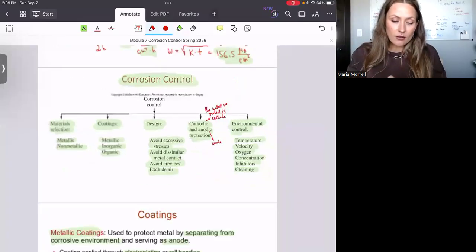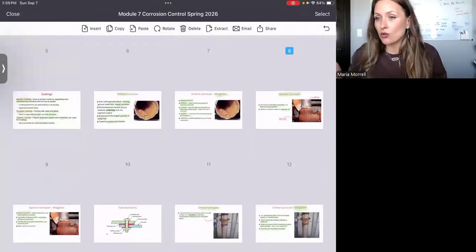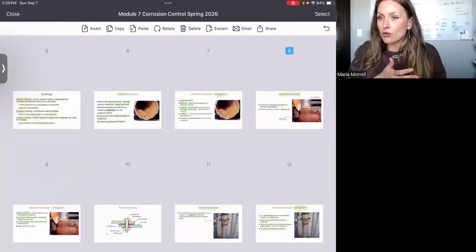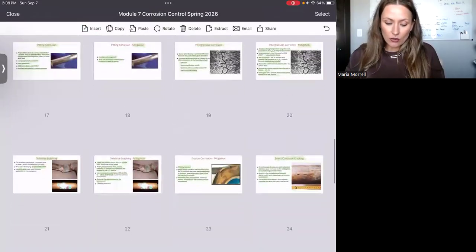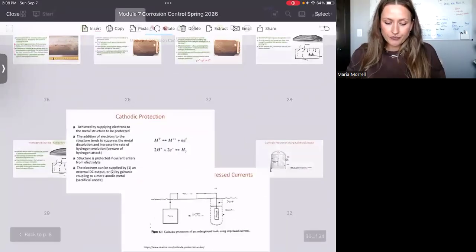Now that you know that, right? So the name comes basically from the role of your metal, right? Your metal is either a cathode or it is actually an anode. Let's begin with the cathodic protection.